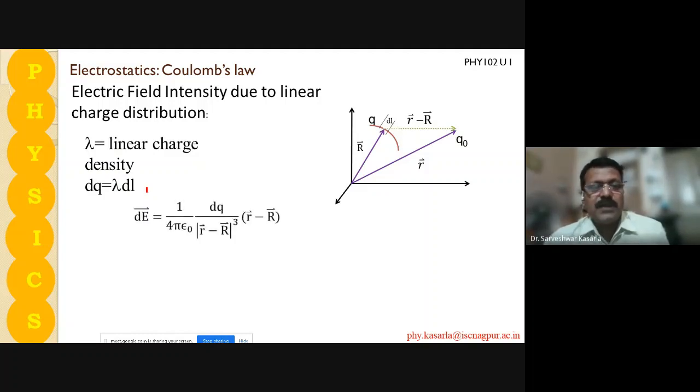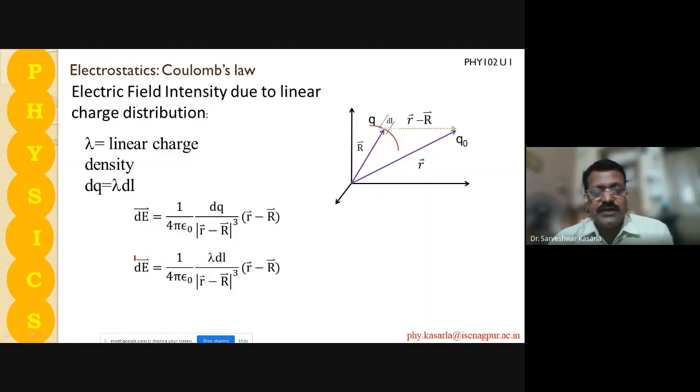If you apply this small charge here, the formula will be: there is a small intensity dE at this point due to the small charge. That will be vector dE equal to 1 upon 4 pi epsilon 0, dq upon mod of (r minus R) cube, into the vector (r minus R). Now if you put the value of dq, the expression becomes like this. In place of dq we have lambda into dl, where lambda is the linear charge density, so the expression will be this.